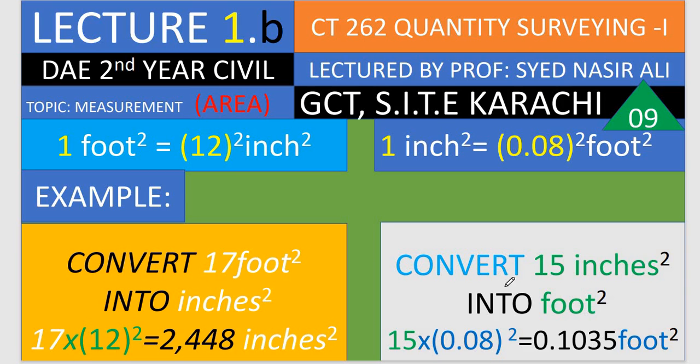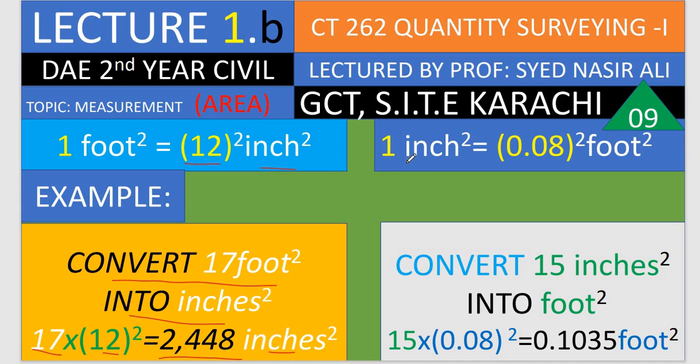1 foot square is equal to 12 square inch square. That is 12 square means 144, but we take 12 square as the factor. Convert 17 foot square into square inches: 17 multiplied by 12 square and we get 2448 inch square.